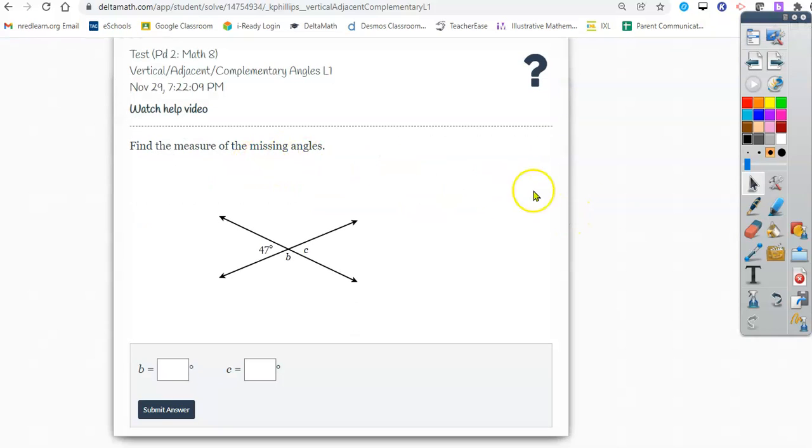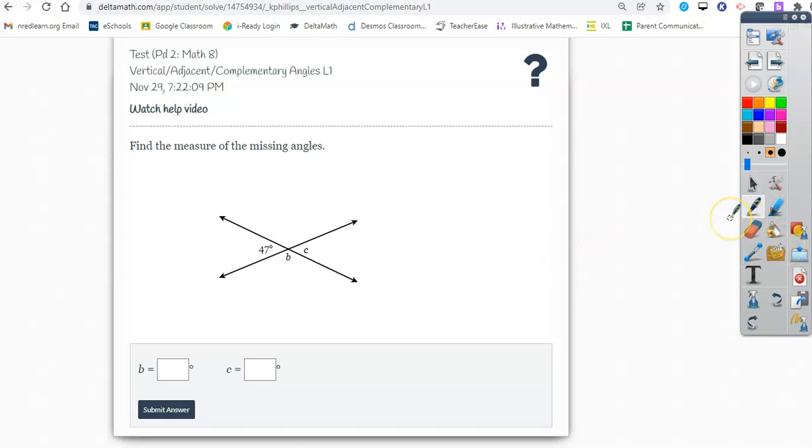In order to find the missing angle measures, you have to understand whether the relationship you see between the given value and the unknown value is vertical, or equal angles, supplementary, or summing to 180 degrees, or complementary, a sum of 90 degrees.